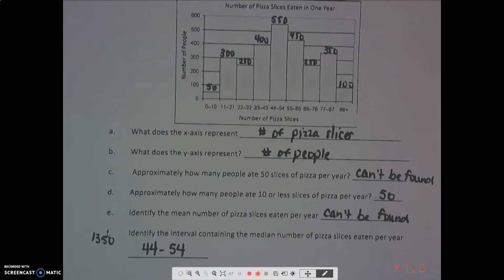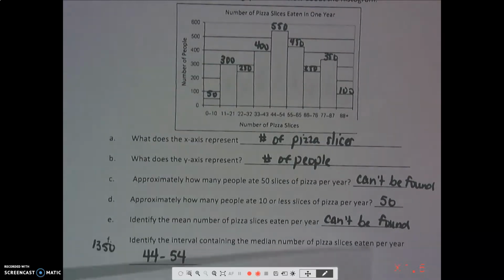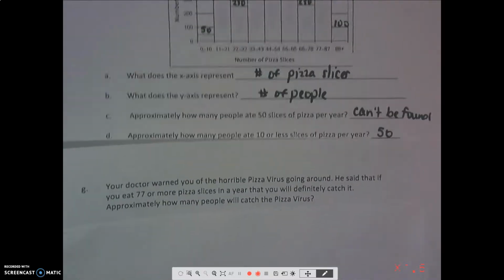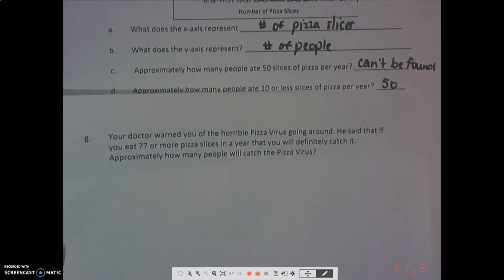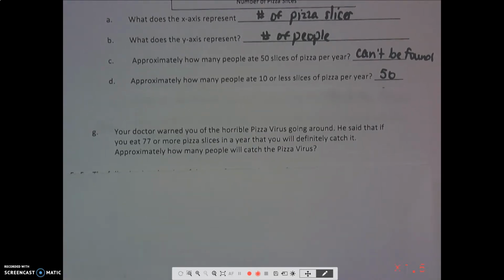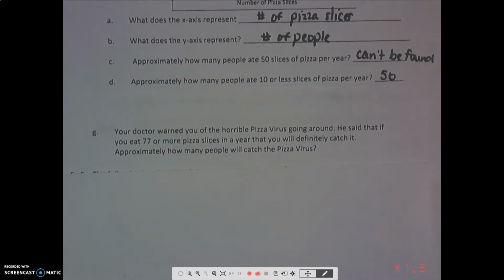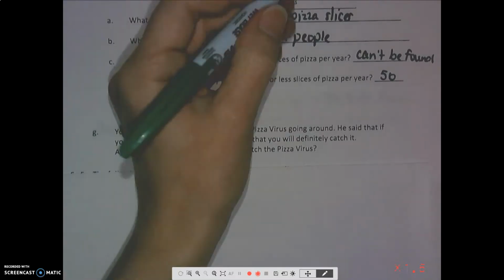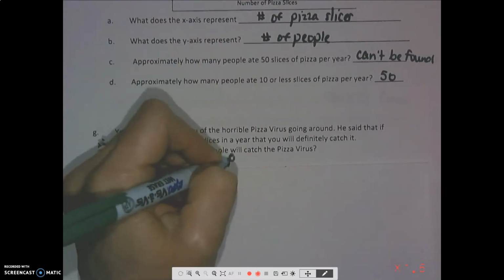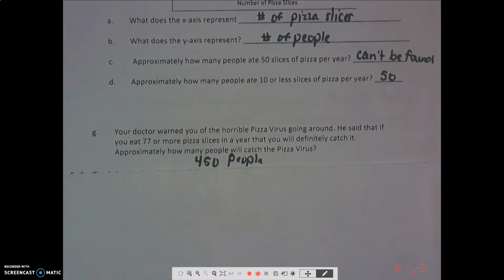Okay. Last question for this. Says your doctor warned you of the horrible pizza virus going around. He said that if you eat 77 or more slices, you'll definitely catch it. Approximately how many people will catch the pizza virus? So how many people were above the 77 slices? So we had 350 plus another 100. That means 450 people would have this virus. Okay?